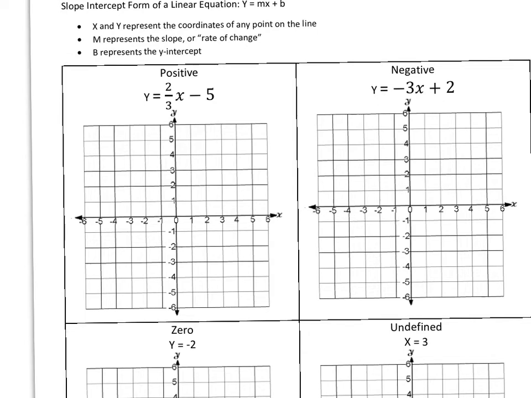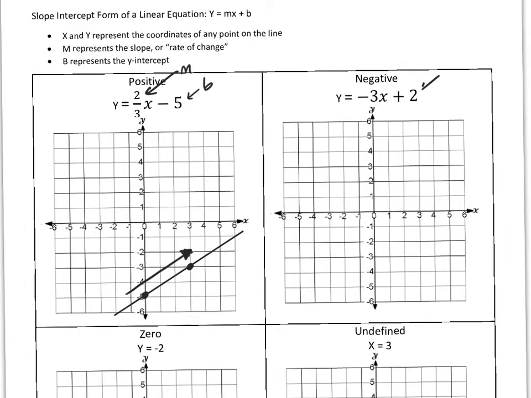So for this example, I can see that my y-intercept is -5. So I'm going to start at -5. And my slope is 2/3. So I'm going to go up 2 and over 3. 2 is my rise and 3 is my run. So now I have 2 points and I can graph my line. And so this is an example of a positive slope. As it goes from left to right, it goes up.